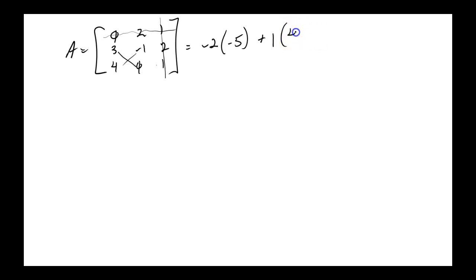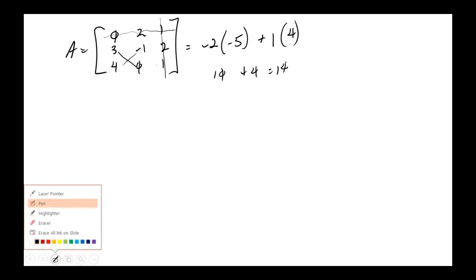Okay, so what do you have? 10 plus 4, 14. There's the determinant of matrix A. That's it. The determinant of matrix A is 14. Okay. Now, the book's not doing this yet, but let's do it just because it's fun to do.